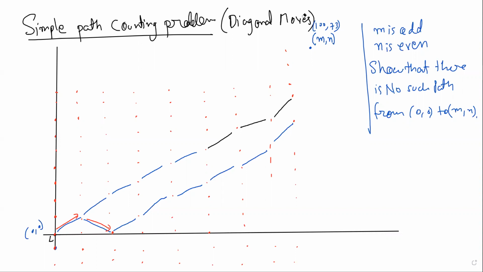One can put this like a graph reachability question. So this is actually a graph, right? Where the vertices are these points and the edges are these northeast and southeast moves. Just draw all possible northeast and southeast edges. Those will be your edges in the graph, and the points are your vertices. And you want to show that in that graph, 0 comma 0 and 100 comma 73 are not connected.